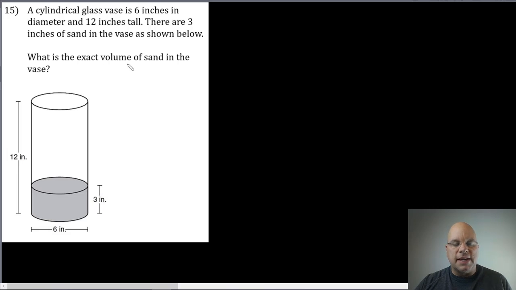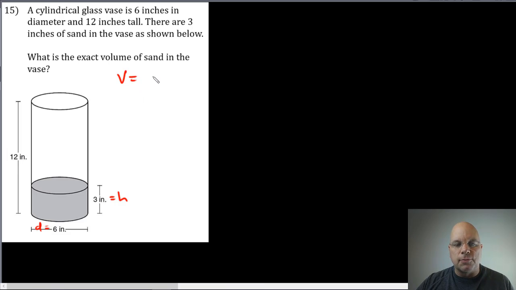So, given the question that's being asked, we really don't care that the vase is 12 inches tall. It's not asking me for the volume of the vase. It's asking me for the volume of sand in the vase. And so really the height we're interested in is this 3-inch height. You can see that the sand takes the shape of the vase. And so really we're just trying to find the volume of this cylinder of sand, which has a height of 3 and a diameter of 6.